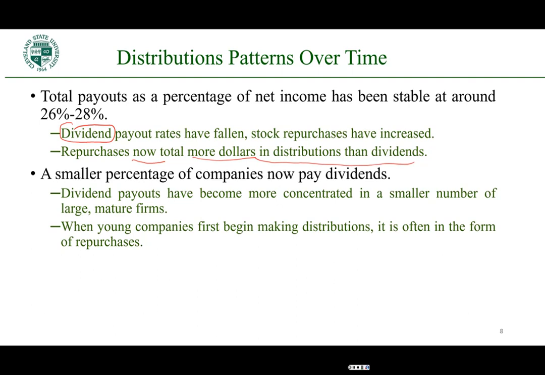So the big picture of all the firms in the United States is similarly reflected in Apple, since Apple has been paying more out in the form of repurchases than dividends. And there is still a small percentage of companies that still pay dividends. And dividend payout has been more concentrated in a small number of large and mature firms, such as Apple. Right? And while young companies will not likely start with dividends when they first offer distributions, it's very likely the distribution will be offered in the form of repurchases.